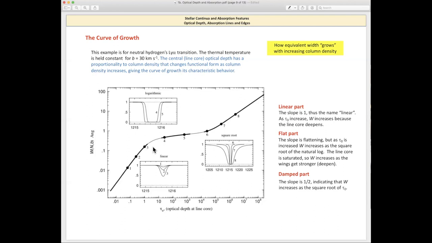And so what happens is this curve turns over, and as you go to large optical depths, say of 10, so large column densities, you've saturated here. And so you can't continue to grow your optical depth linearly, because as the line's gotten deeper, it's hit rock bottom here. And so you can't increase the area removed.